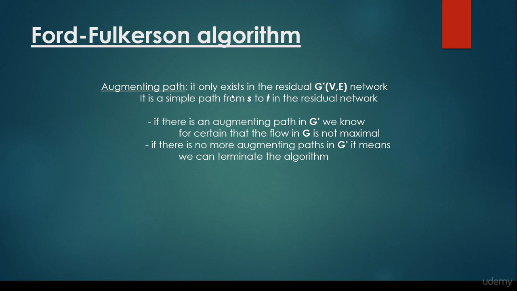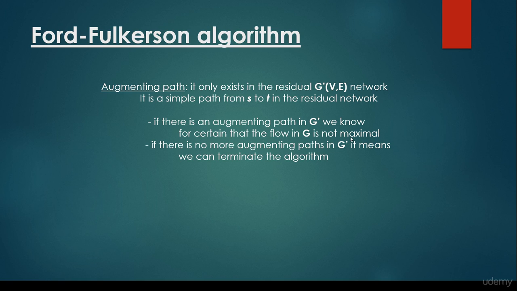It's very important that the starting vertex is going to be the source and the end vertex is going to be the sink, and basically any path that connects S with T is going to be an augmenting path. If there is an augmenting path in G prime, then we know for certain that the flow in the original G network is not maximal. So we have to iterate through, we have to continue with our algorithm.